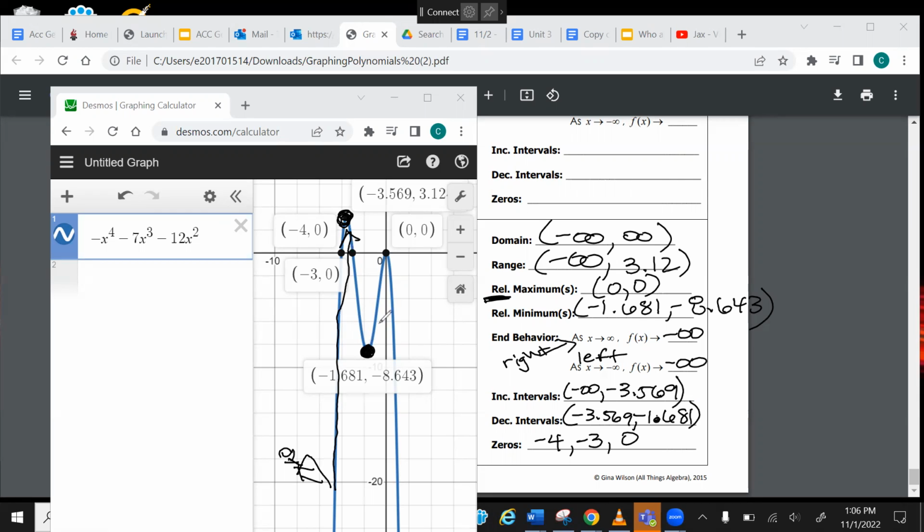From negative 1.681 to 0, we're also increasing. So that's another one. And then we're going to decrease one last time. That's going to be from 0 to positive infinity. Okay, again, these little U symbols just mean a fancy symbol for and.